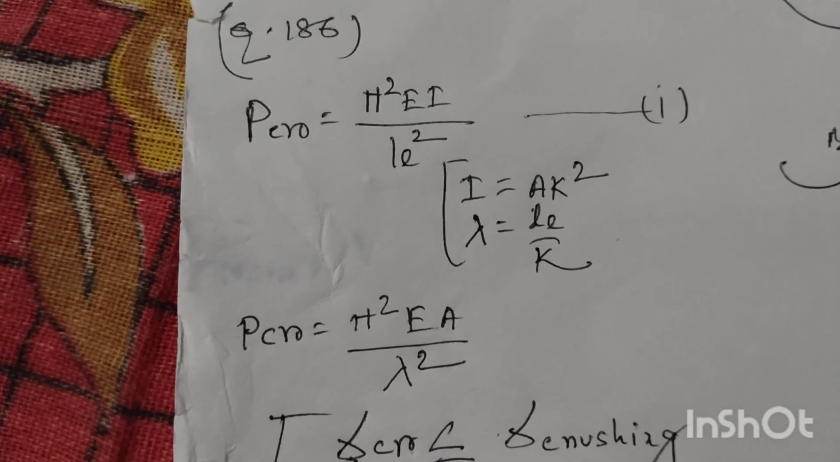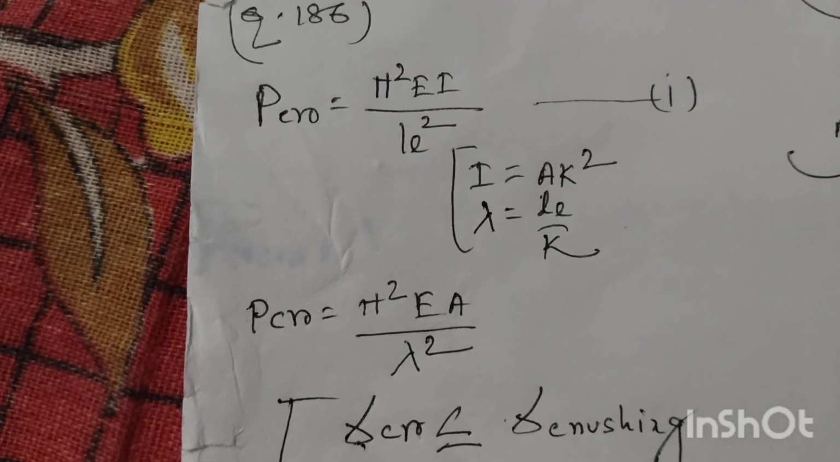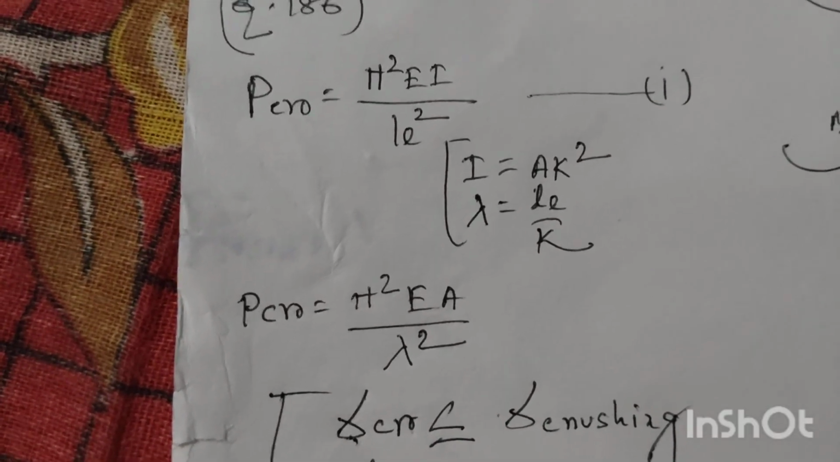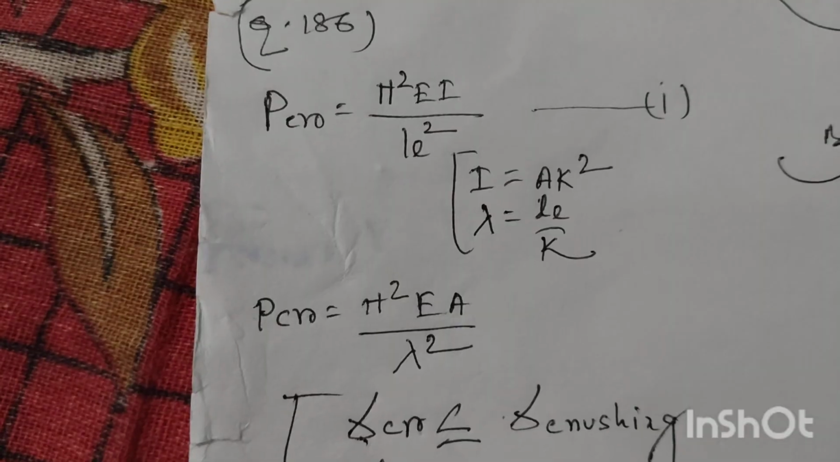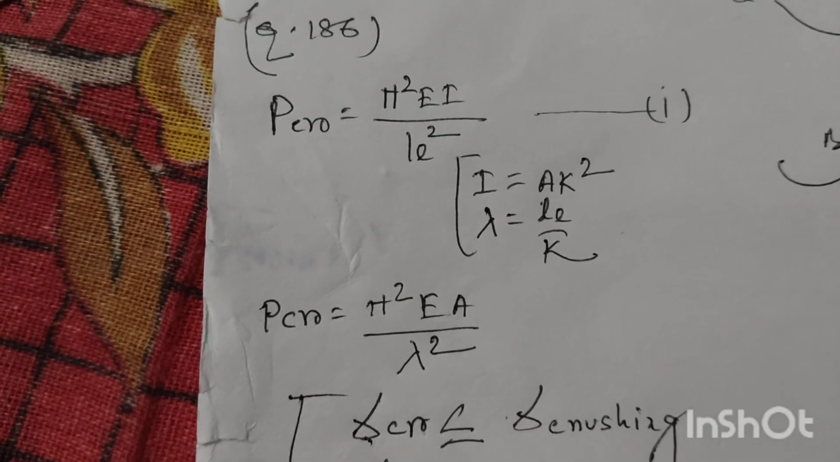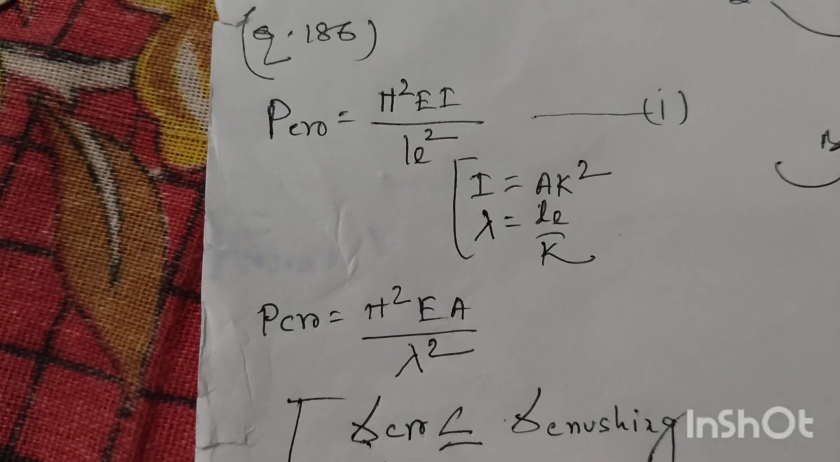A is the cross sectional area of the column and k is the radius of gyration. Lambda is the slenderness ratio, which is equal to LE by k. LE is the effective length and k is the least radius of gyration.